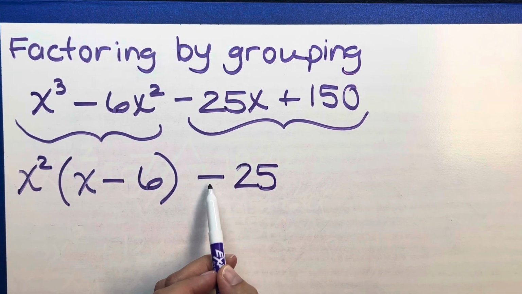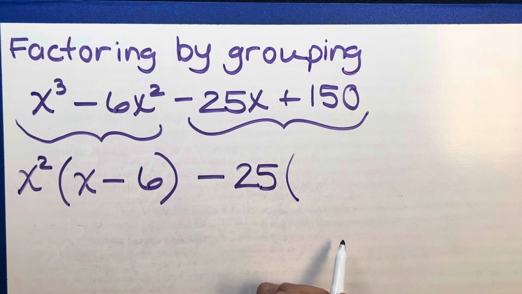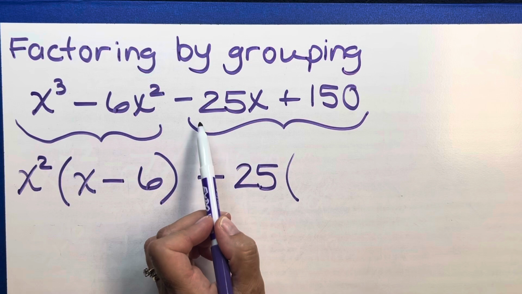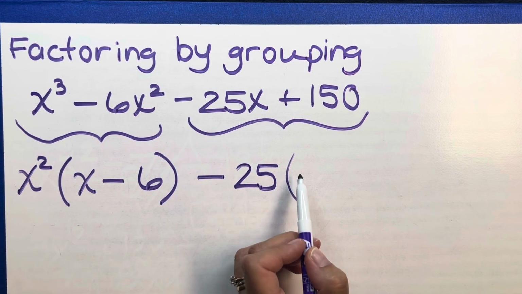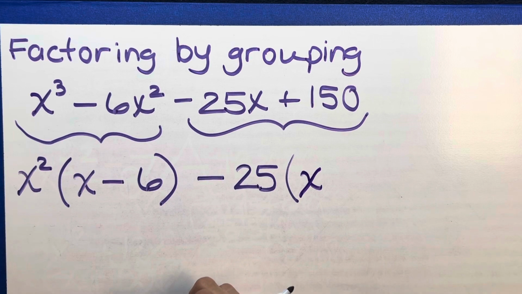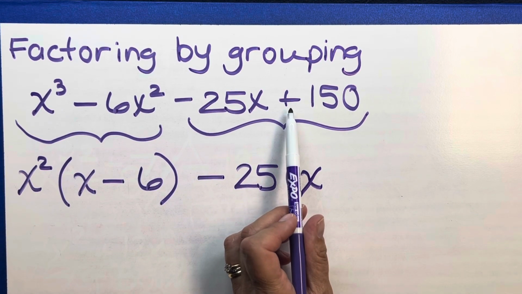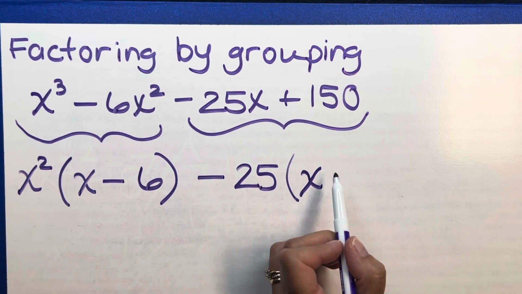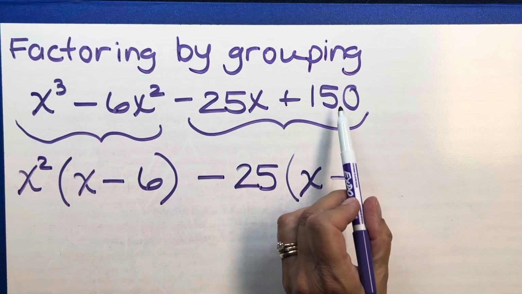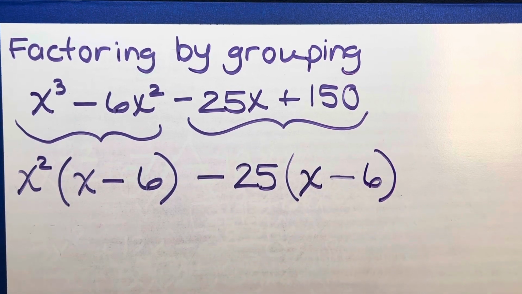When I factor out the negative, what that's going to do with everything that's left over is it's going to change the sign. So this term right here with the 25x was originally a negative, so now it's going to be a positive, and what's left is the x. On this term, it was originally a positive, but I factored out a negative, so that means now I have a negative. And when I factor out 25, what I have left is a 6.